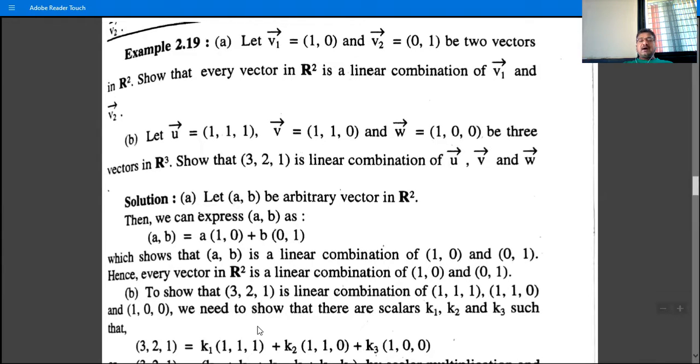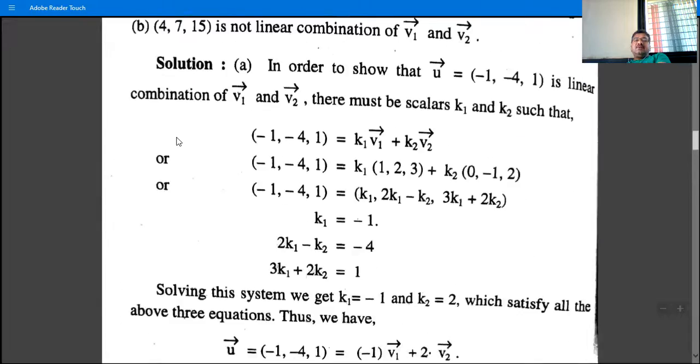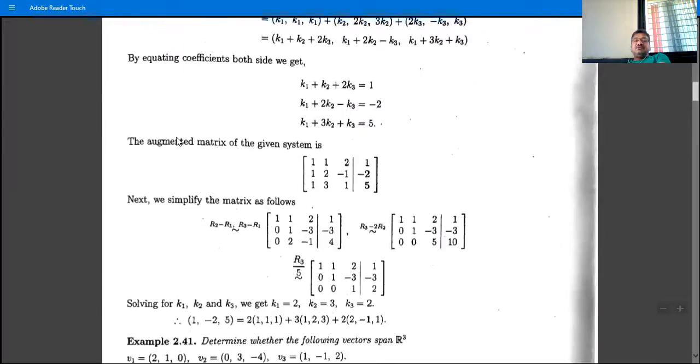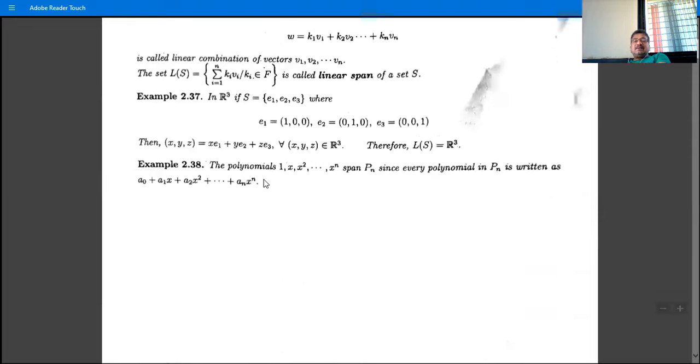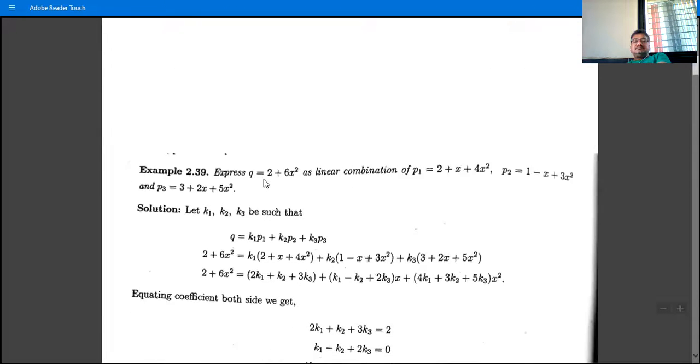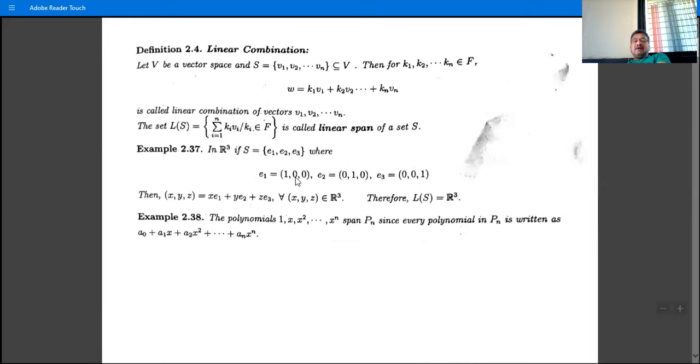Similarly for R3, the three vectors (1, 0, 0), (0, 1, 0) and (0, 0, 1) are E1, E2, E3. Then every vector is a linear combination of E1, E2, E3. This is the first problem of our last lecture. If we denote E1 as (1, 0, 0), E2 as (0, 1, 0) and E3 as (0, 0, 1), then every vector of R3 is expressed as a linear combination of E1, E2, E3.